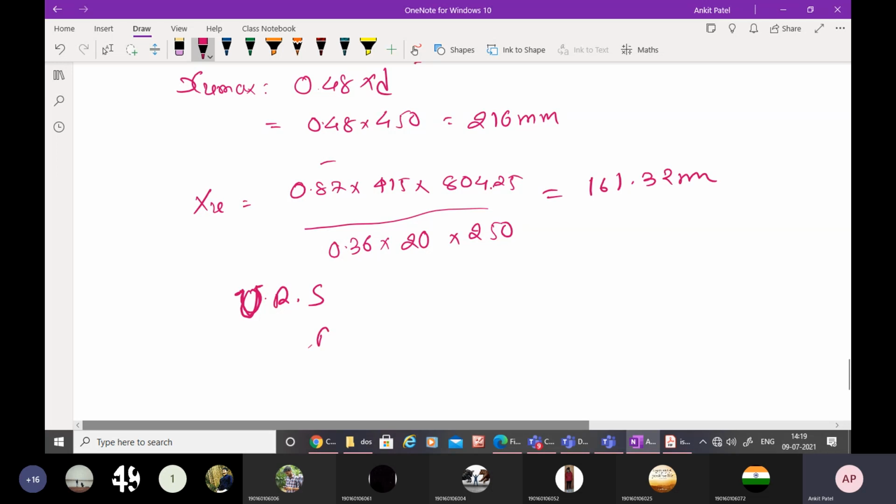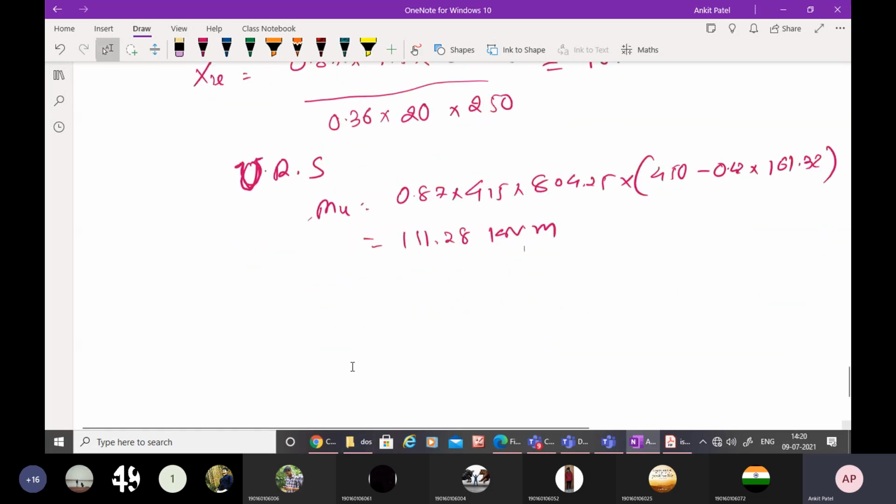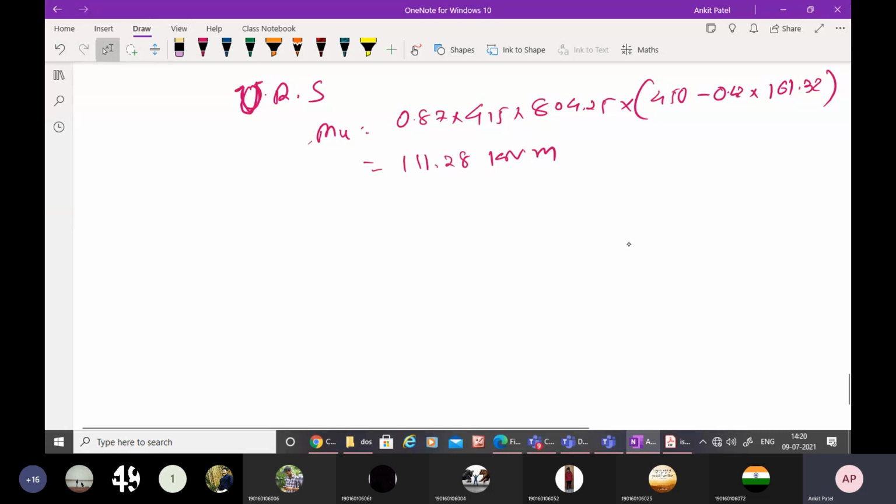So our section is under reinforced, so we can determine the moment of resistance, that is 0.87 into Fy, 415, into AST, 804.25, into D, your 450, minus 0.42 times XU, your 161.32. So your answer is 111.28 kilonewton meter. Here the important thing is what they have asked us.